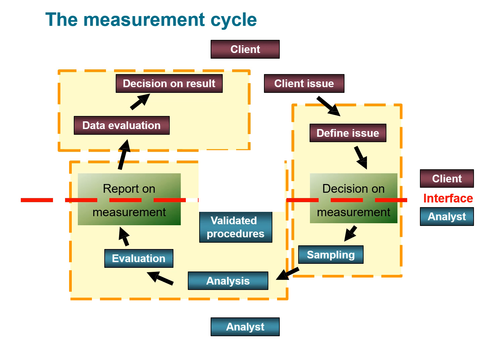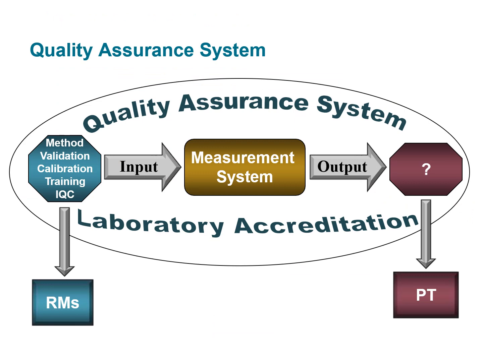And make sure, class, the report should be easily understandable by the client. Then after that, data evaluation, decision on the results, and it will go back to the client. So this is the basic measurement cycle. Here, the quality assurance system. This is the reference material. During method validation we will use the reference material and the output of the measurement system.